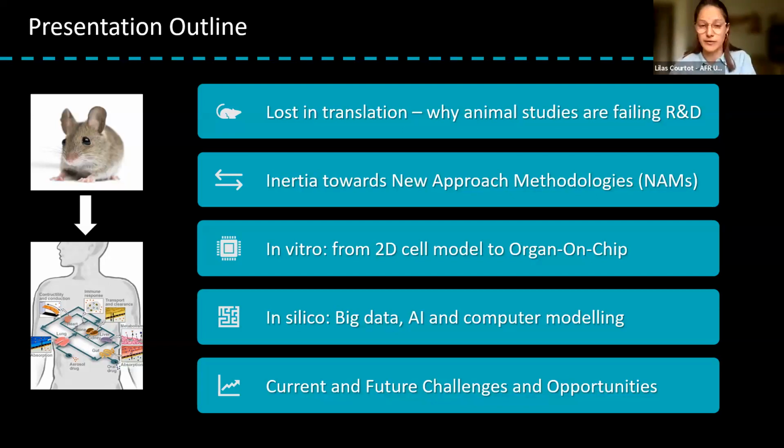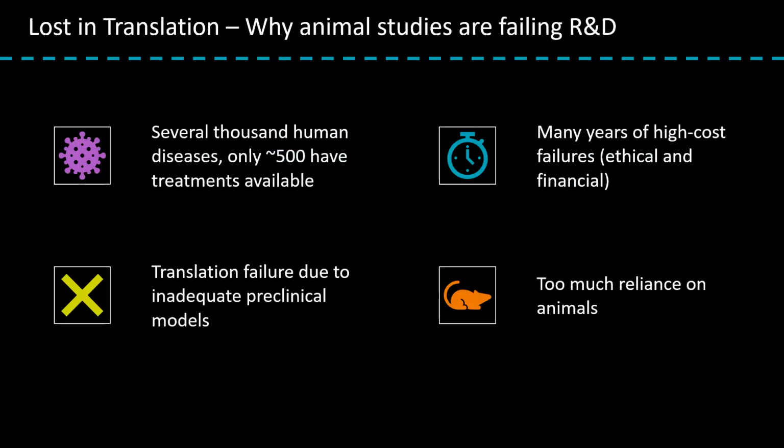So first, as I mentioned already, we think that there is a real issue in the business of drug development. If you look at the amount of human diseases that exist currently, it's about 1,000. We only have 500 treatments available for these diseases, which means that there's still a lot of effort to be put into research to develop new drugs. And in parallel to that, there is also, as I mentioned, a high cost and a high failure in terms of ethical and financial, because we waste a lot of lives.